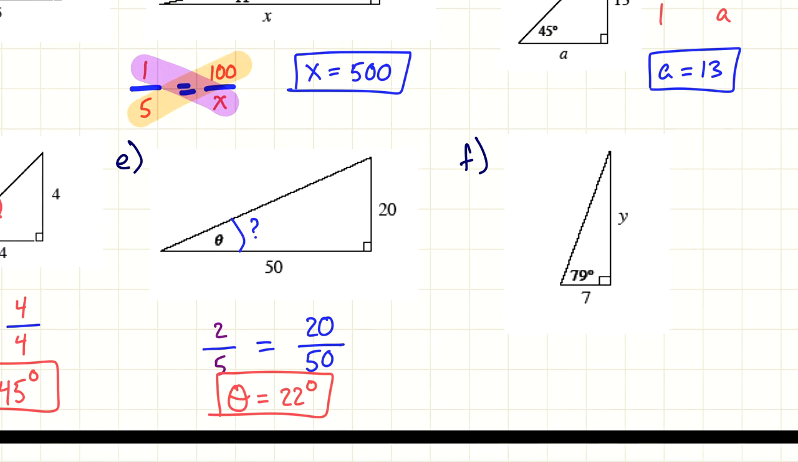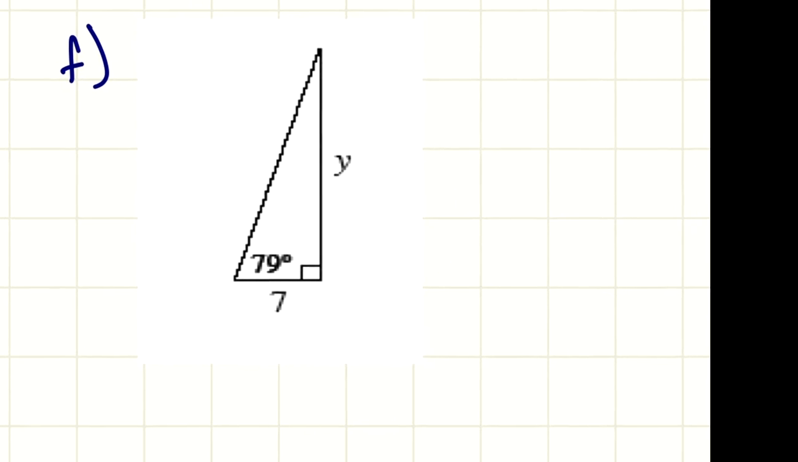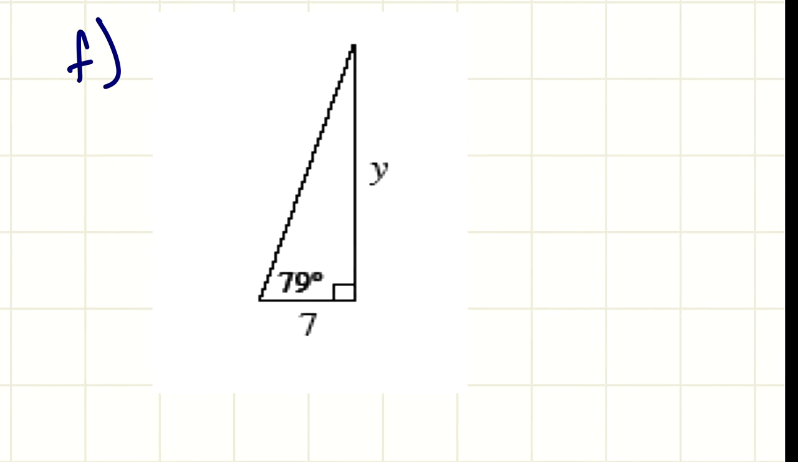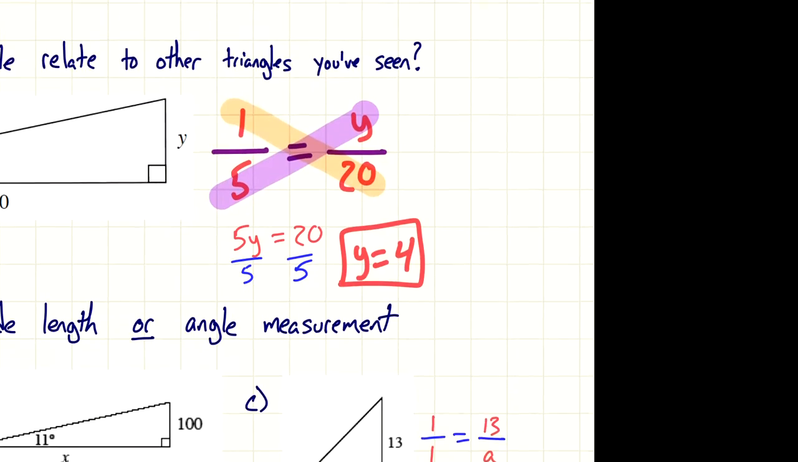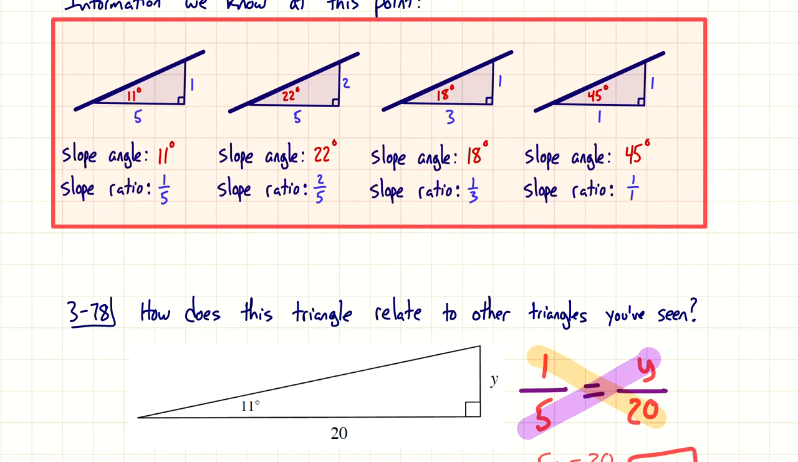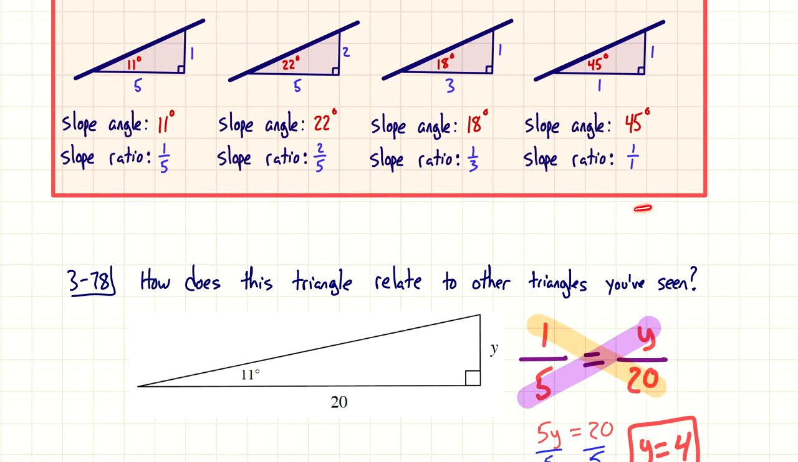And the last one is, let's see, let me zoom in. All right, so if I set up a proportion here, same process. I'm going to look at the angle, 79 degrees, and I don't remember this one. So if I look back for 79 degrees, 45, 18, 22, 11, I don't have an angle of 79 degrees.